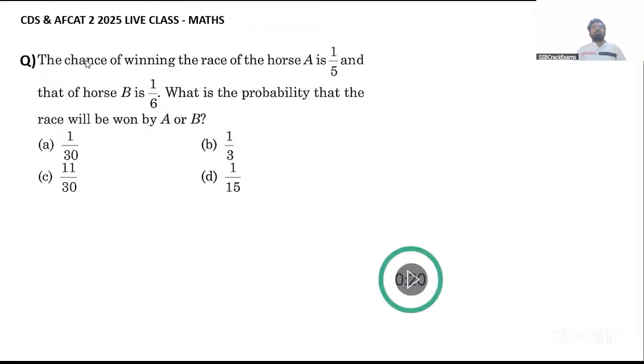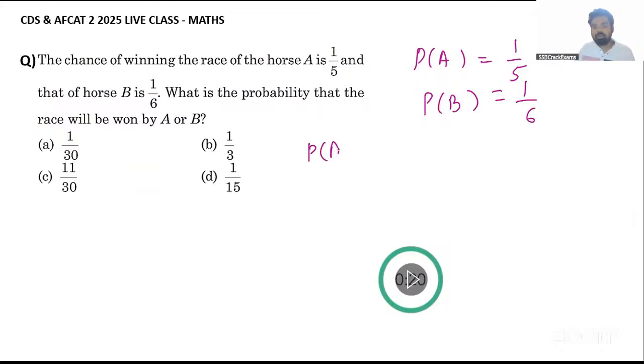Now let's move on to another question. The chance of winning the race by horse A is 1/5 and by horse B is 1/6. What is the probability that the race will be won by A or B? So we will add the probability. The probability of winning by A is 1/5. The probability that the race will be won by B is 1/6. So the probability that the race will be won by A or B is simple. It will be won by A or it will be won by B.